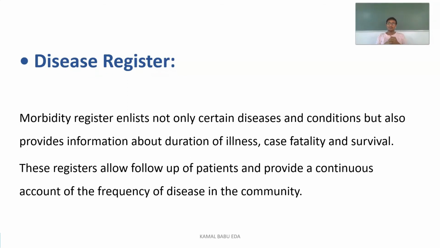Next, the disease register. In this disease register, we are mainly recording the diseases in the community. What are all the conditions? What is the case fatality? What is the survival? This disease register helps us provide follow-up of patients, and it provides a continuous account of the frequency of disease in the community. At what time the diseases are coming, at what time the disease prevalence rate is increasing. Based on that we can go for control measures, medication measures, and arrange health personnel where they are needed.